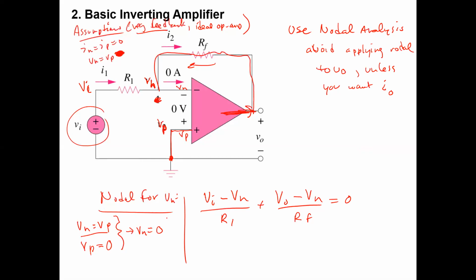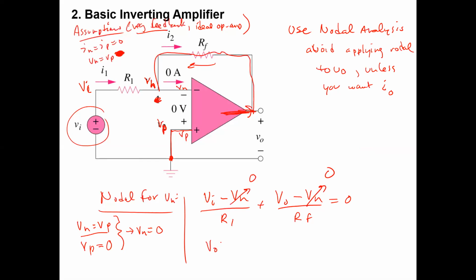You're setting your thermostat to 0 degrees, and the output heater is going to adjust everything to make it so that you have 0 degrees at Vn. And so that means you can cancel out the Vn term here, which is nice. You get rid of the number. And that means you can solve this pretty easily. You just have VI over R1 plus VO over RF equals 0.